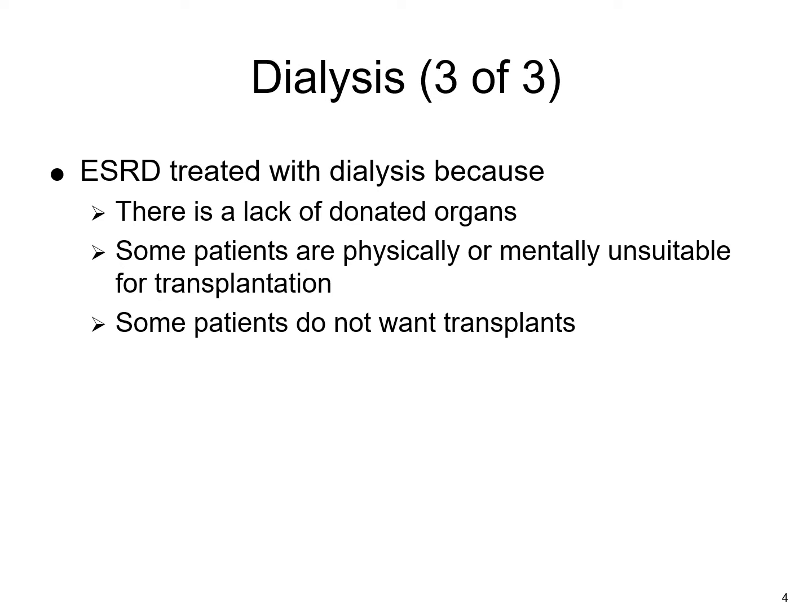So we're doing dialysis for a lot of these patients with end-stage renal disease because there is a lack of donated organs. Some patients are physically or mentally unsuitable for transplants. If you have patients that are drinking all the time, not paying attention to their diet, even if you give them a new kidney, they'll go back to their old ways anyway, so it might not make a difference. And some patients do not want transplants, right? So they would prefer to be getting dialysis.